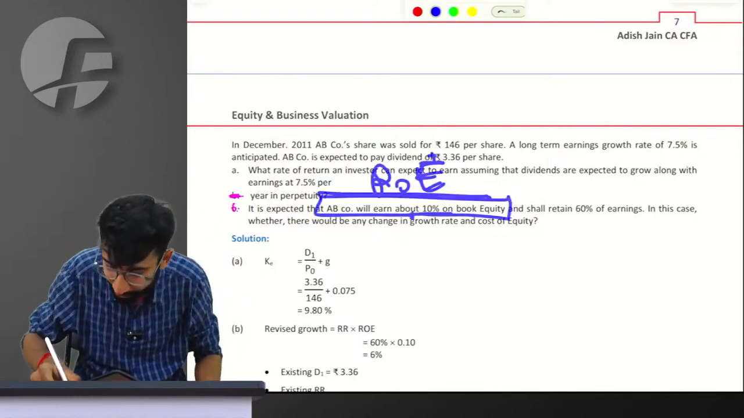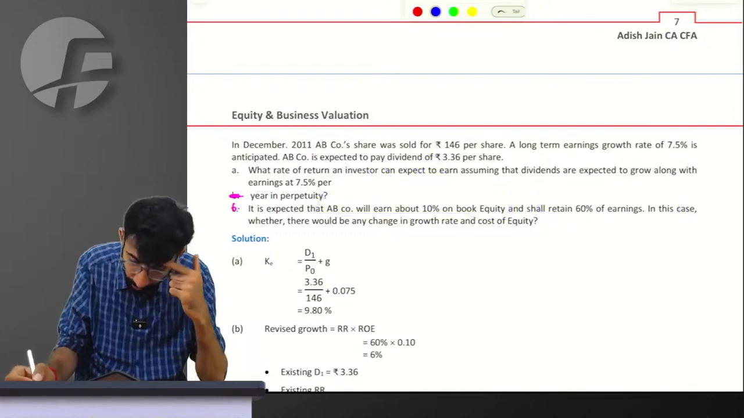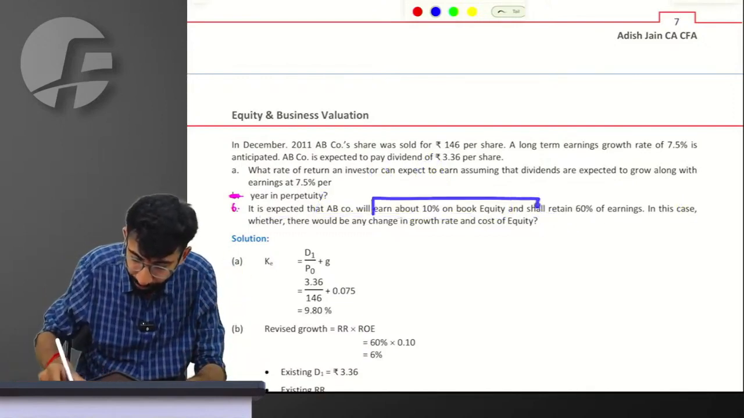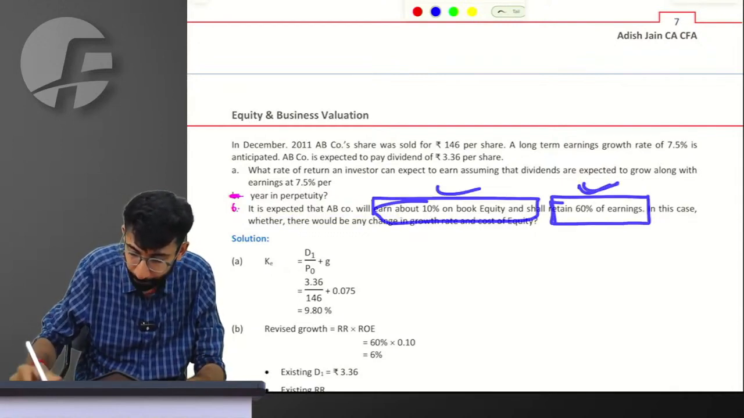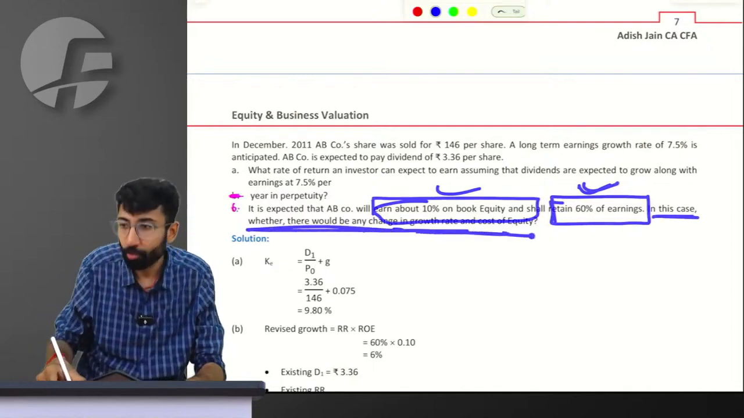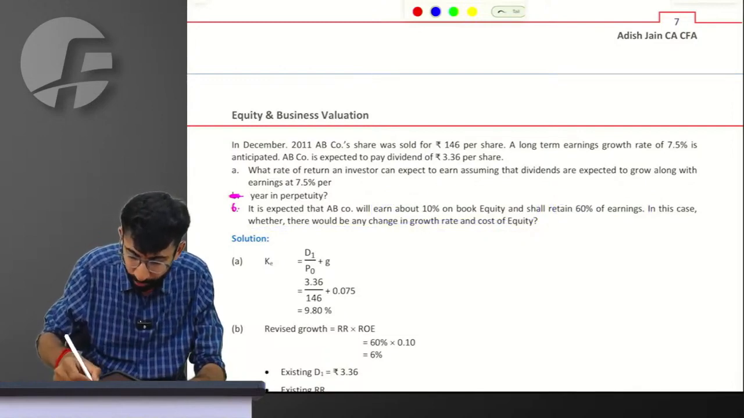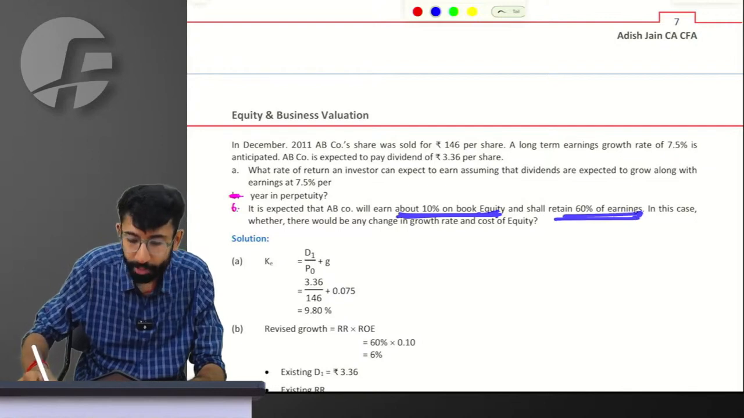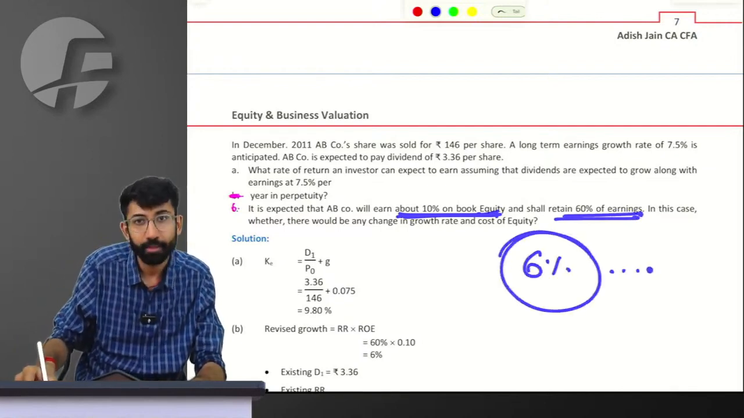ROE is 10% and shall retain 60% of earnings. Oh my God. Company is now planning to change something. Company will earn 10% and it will retain now 60%. In this case, whether there would be any change on the growth rate? So obviously my growth rate will change. My growth rate will be 10% of book equity into 60% of retention rate. It will be 6% of growth rate.